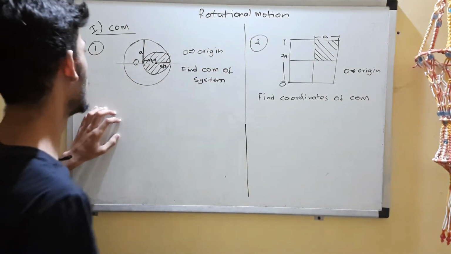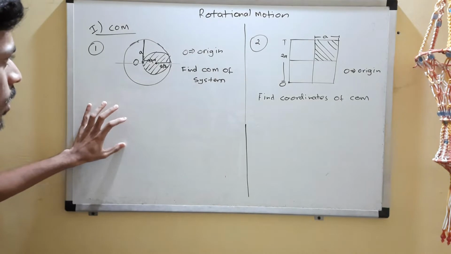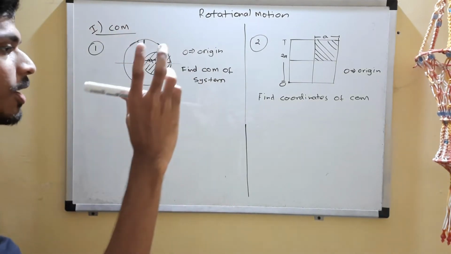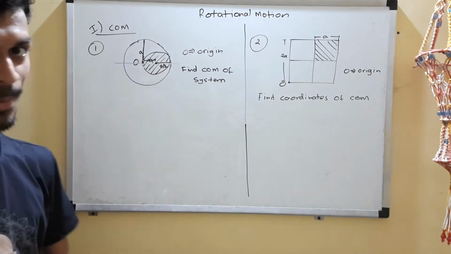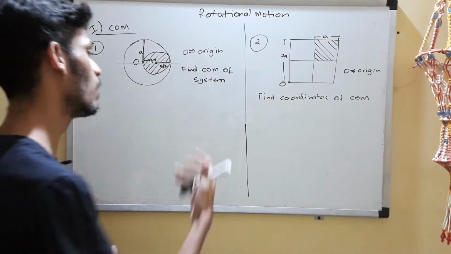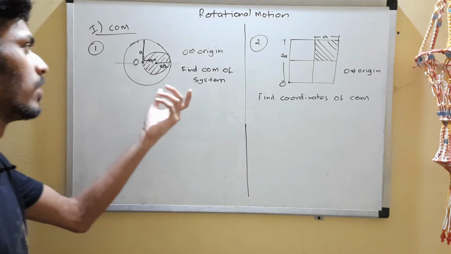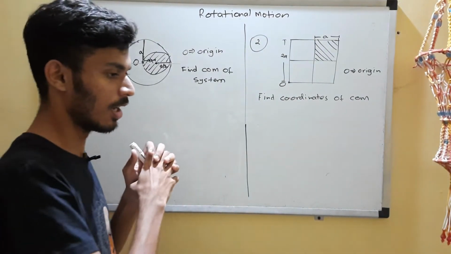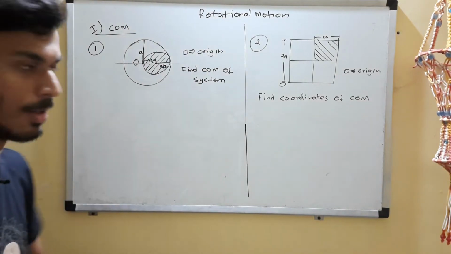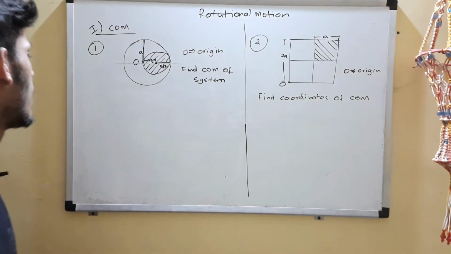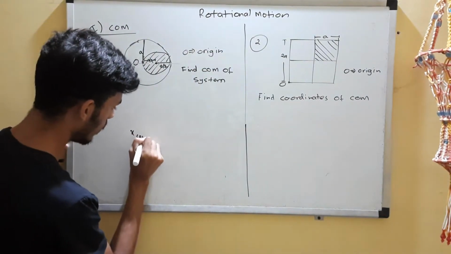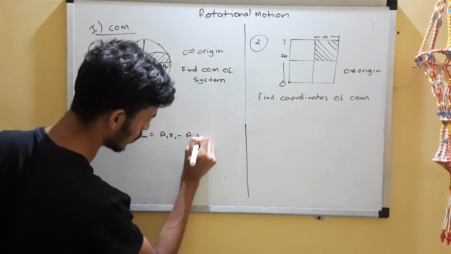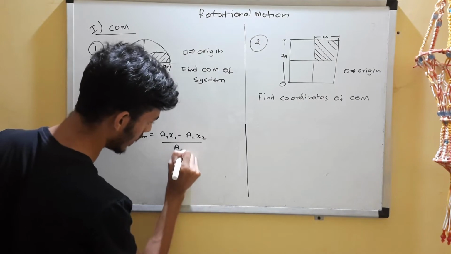So here we have question 1. In this question we have a circle of radius a. From this circle we are going to remove a smaller circle of radius a by 2. You are supposed to tell what will be the coordinates of the center of mass of the system, the system meaning once you have removed the smaller circle from the bigger one. Now this also has a simple formula, which is x_com is equal to (A1 x1 minus A2 x2) upon (A1 minus A2).